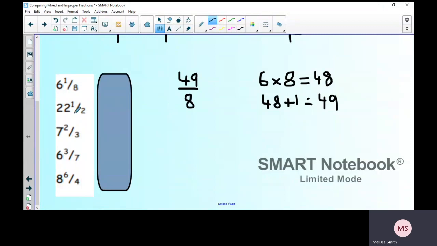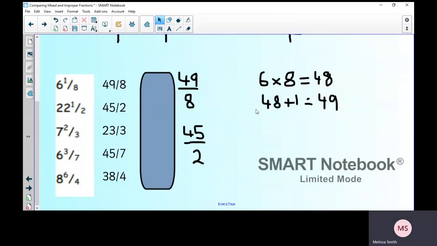Let's have a look at one more together. We'll look at 22 and 1/2. Step 1, denominator stays the same. Step 2, multiply the whole by the denominator. 22 times 2 is 44. And then the final step, add the 1, is 45. And I'll go on and reveal the other answers so you can have a mark of the ones that you have done by yourself.